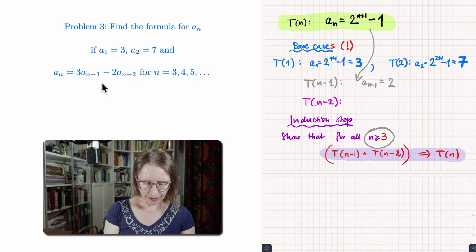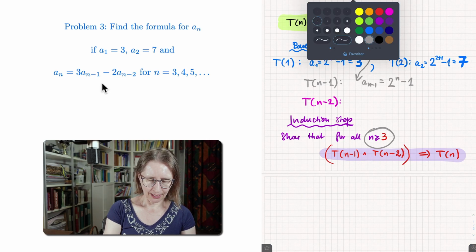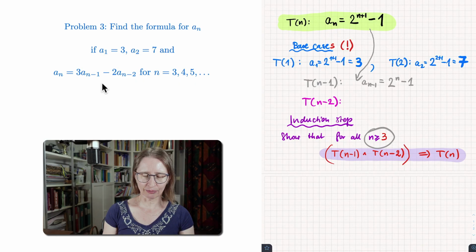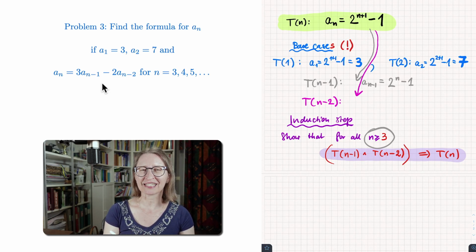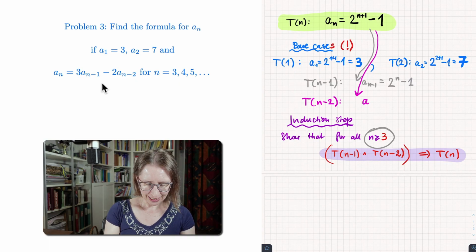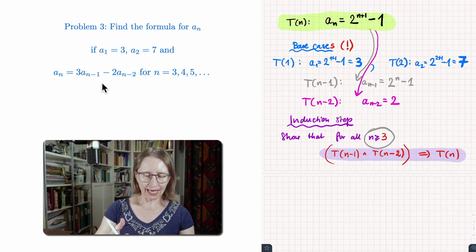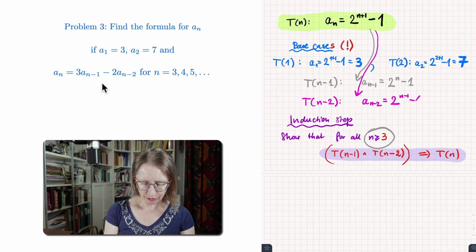And this green formula tells me that a n minus 1 should be equal to 2 to the power of n minus 1. And the same with T of n minus 2. We use the same green formula here, but now we have to plug in n minus 2 instead of n. So a n minus 2 is equal to 2 to the power of n minus 2 plus 1, it is n minus 1, and minus 1.